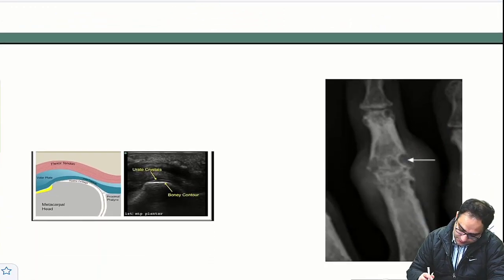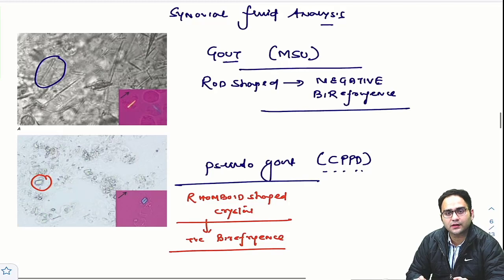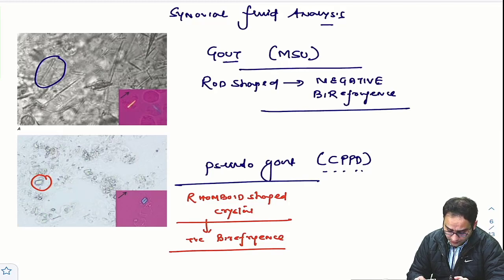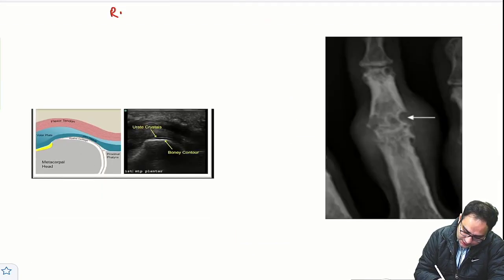As I mentioned, the synovial fluid analysis is the diagnostic method of choice. Without the synovial fluid analysis, you cannot diagnose gout properly. It is definitely a clinical diagnosis, but if you have to stamp it that this patient has gout, you have to do a synovial fluid analysis. Okay.